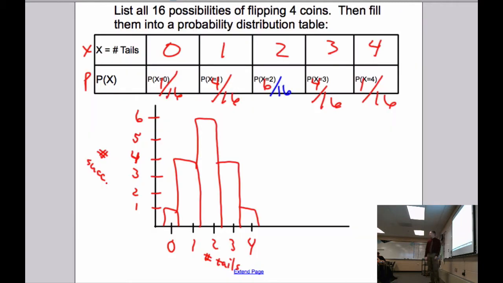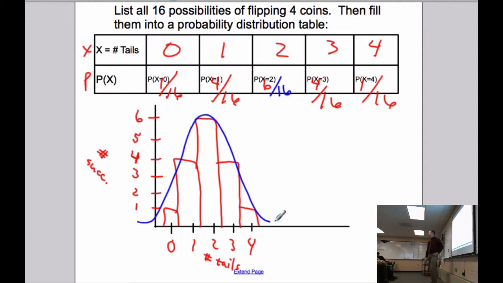I just want to show you, here's our histogram. 1, 4, 6, 4, 1. It's a probability distribution. We turn it into a histogram. What do you notice about this histogram? It's a perfect bell curve, isn't it?